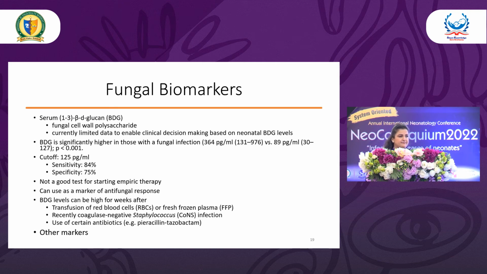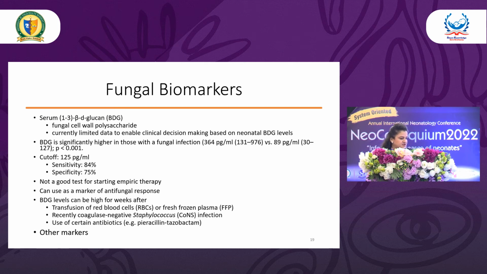However, beta-D-glucan has been recommended, as a weak recommendation and moderate recommendation, by the US infection societies and the European infection societies. Beta-D-glucan is present in the fungal cell wall, and although the data is limited, it has been shown that BDG is significantly higher in babies who have a fungal infection. They may have levels of up to 976 picogram per ml compared to those who do not have a fungal infection, which is culture proven.